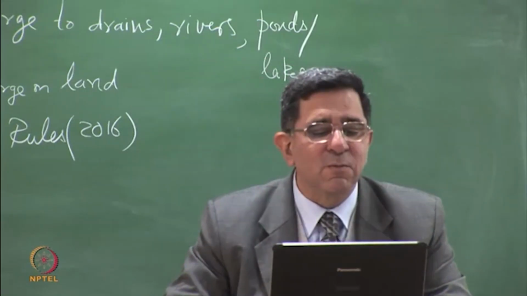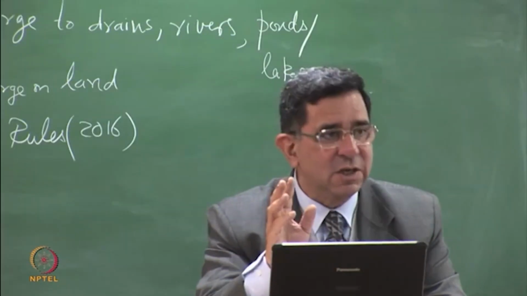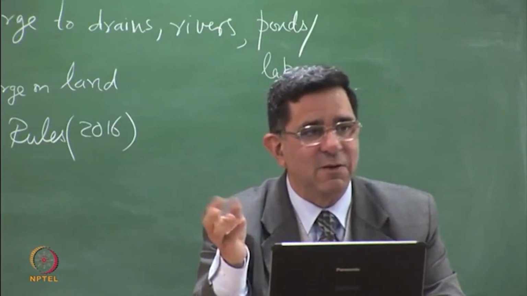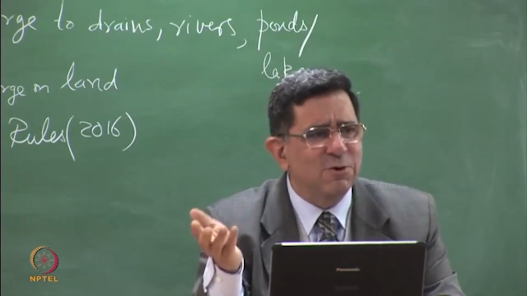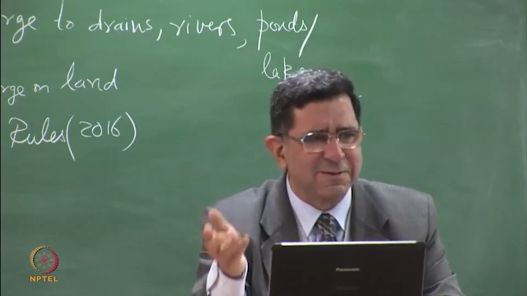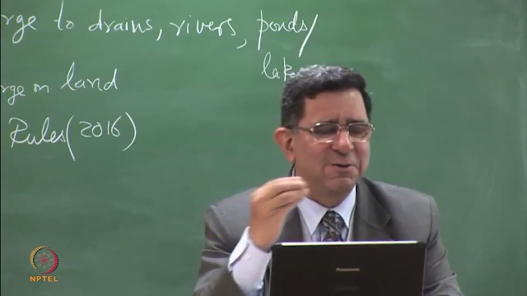So sampling from old waste dumps, you can drill and sample, or if there's a natural path by which it comes out, then it's accumulating at some place. Now I'm not saying that it is the worst leachate. It might have rained yesterday, therefore the leachate might have been diluted. But that is going to remain there. So go at the end of summers before it dries out and pick up that leachate to see what kind of constituents you're going to get.